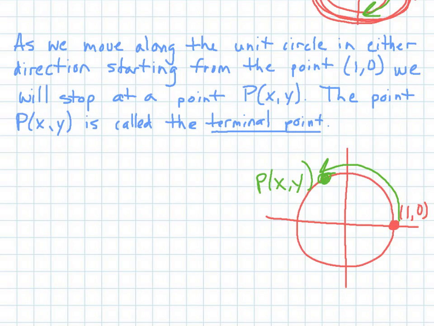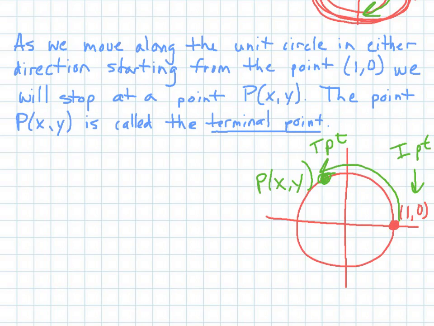The point P(x, y) is what we call the terminal point, kind of like when we were doing degrees and angles. You know how we talked about an initial side and a terminal side. Here, since we're talking about radians, we have an initial point and a terminal point, because we're just going along the outside of the circle, so we're not really making an angle or rays. We're talking about distance around the circle. That's why it's in radians rather than degrees.